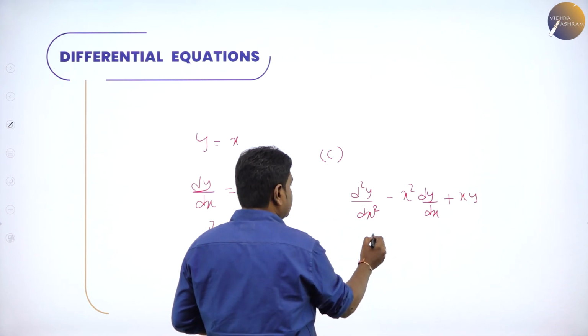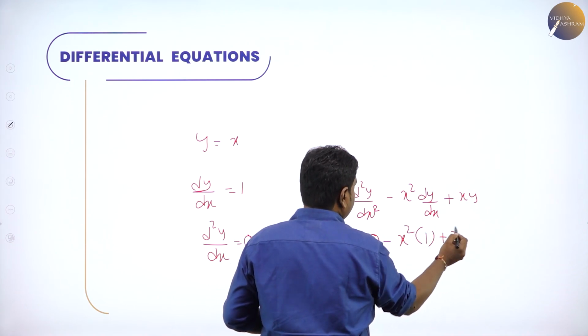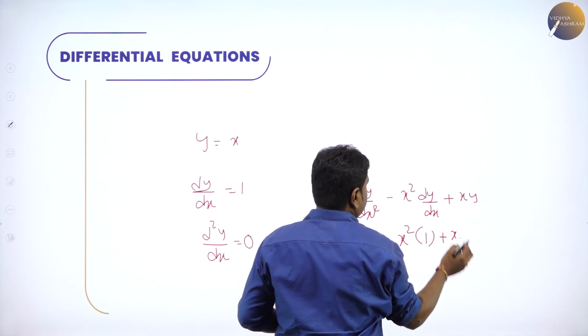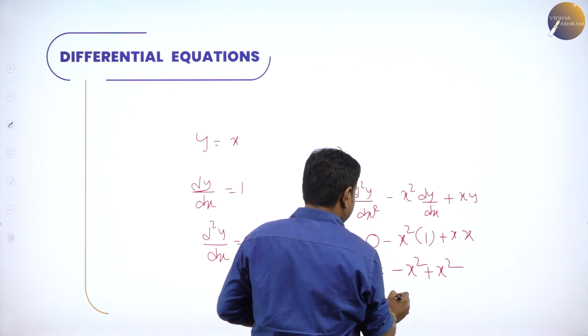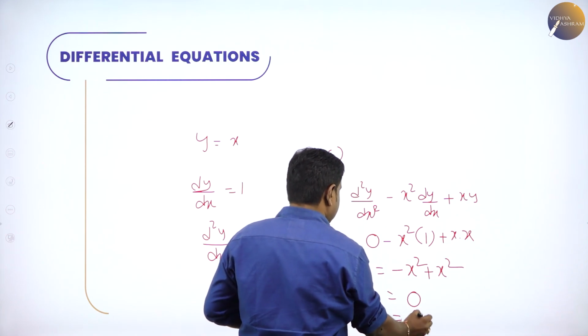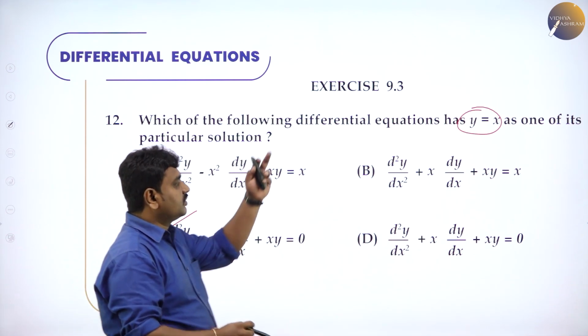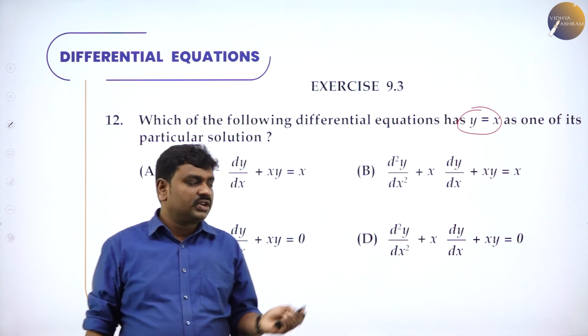So d square y by dx square is 0, minus x square into dy by dx, dy by dx is 1, plus x into y. What is y? Y is equal to x, right? So now that is minus x square plus x square. Minus x square plus x square is 0. So we will get RHS. So therefore option C by method of substitution. Find dy by dx, d square y by dx square, substitute in LHS of all. You should get RHS. Only option C will satisfy.